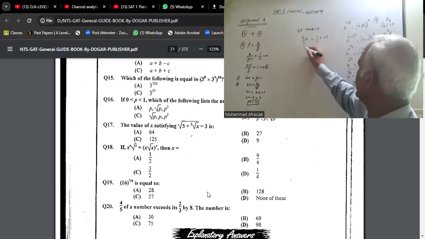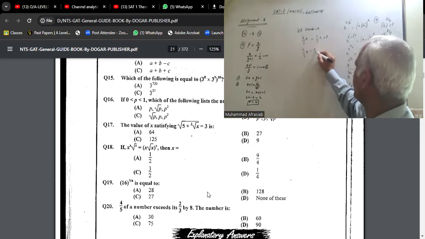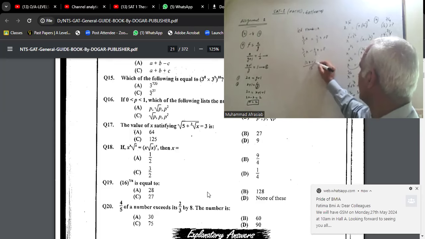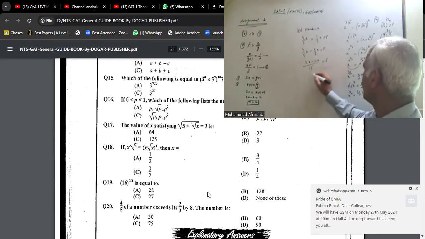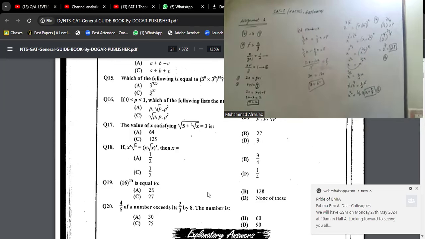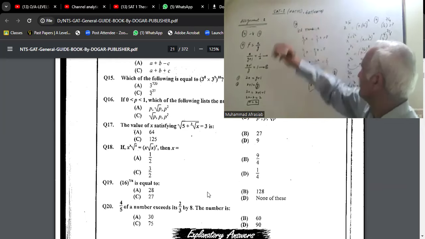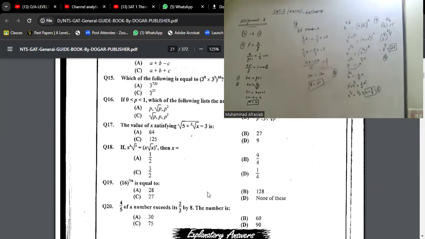So it can be simplified: 4 over 5x minus 2 by 3x is equal to 8. Here 15 is the LCM. So 4 threes are 12x minus 10x is equal to 8. It should be equal to 2x is equal to 15 into 8, which is 120, so x is equal to 60. So x is equal to 60 is the choice B. Question number 20 has x is equal to 60 as its answer.